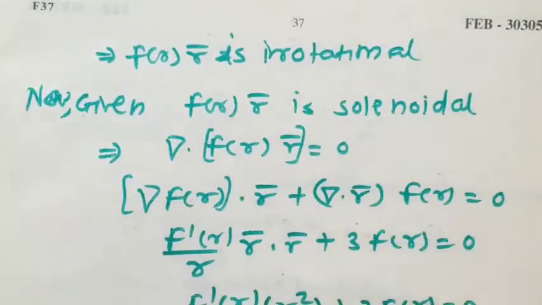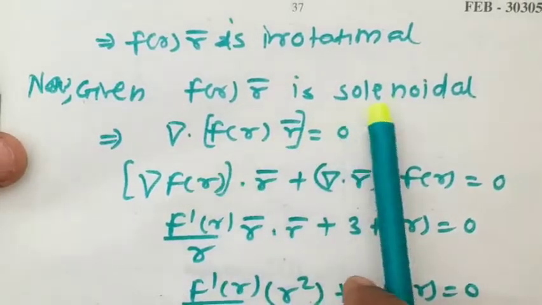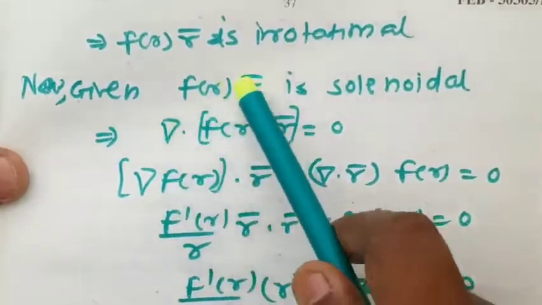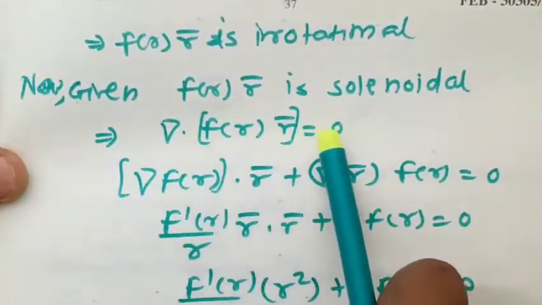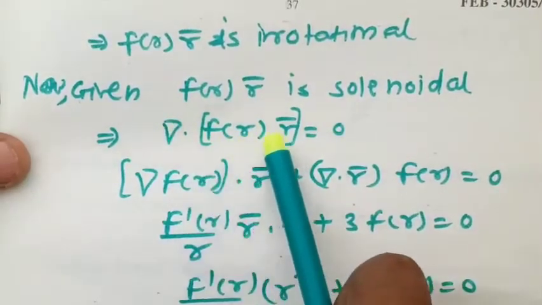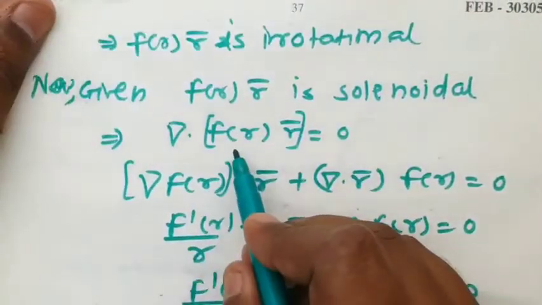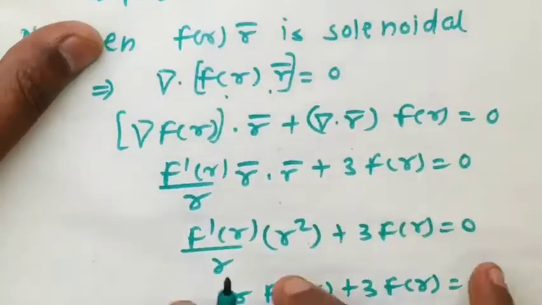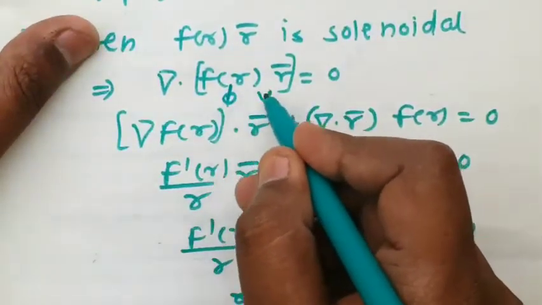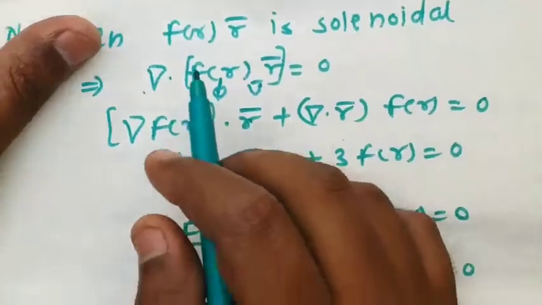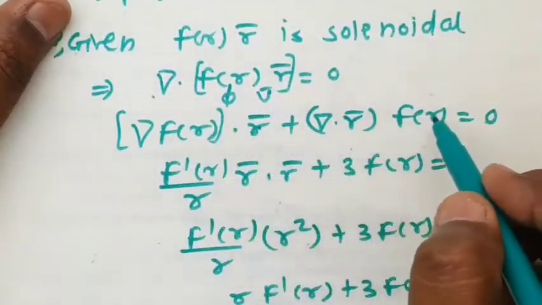Now by using the second condition, that f of r into r bar is solenoidal, we need to calculate the value of f of r under this condition. Now as it is solenoidal, its divergence will be equal to 0, del dot f of r into r bar is equal to 0. Now again f of r is a scalar quantity, this is a vector quantity, use the identity that del dot phi into u bar. So by that identity, this will be equal to del phi dot u bar plus del dot u bar into phi.